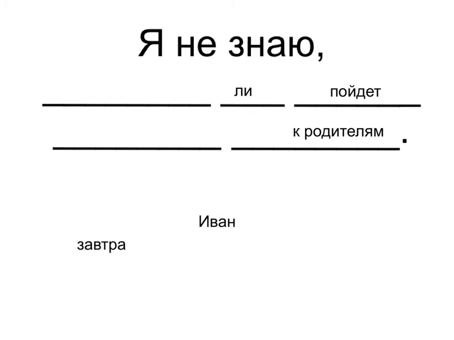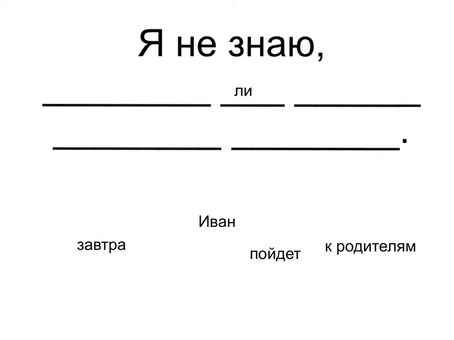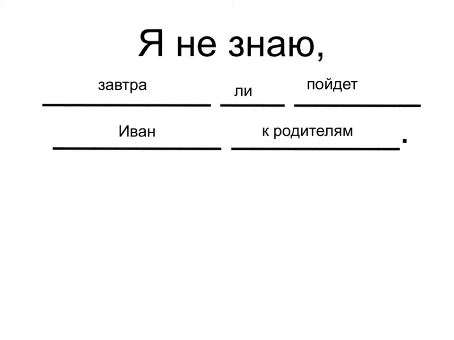Let's take our elements back here. Let's say that we know that Ivan is going to his parents at some point in the near future, but we don't know if it's tomorrow or another day. In that case, it's the завтра that we're asking about. Я не знаю, завтра ли пойдет Иван к родителям.